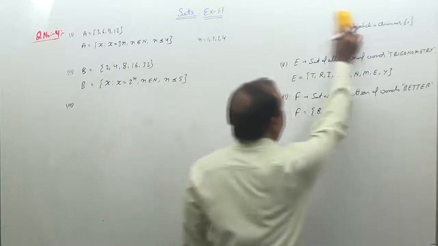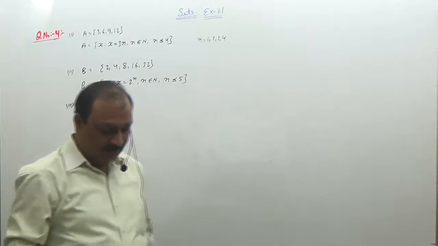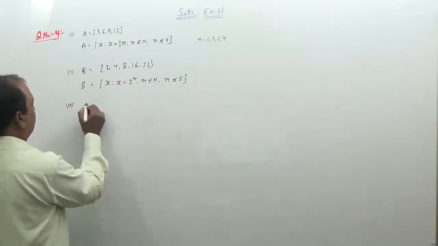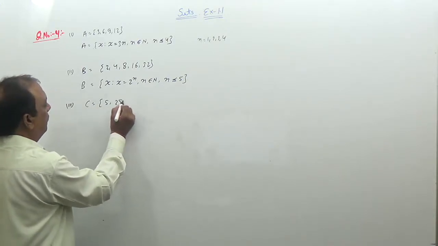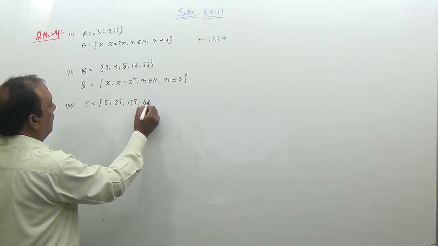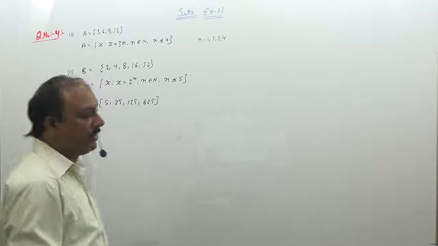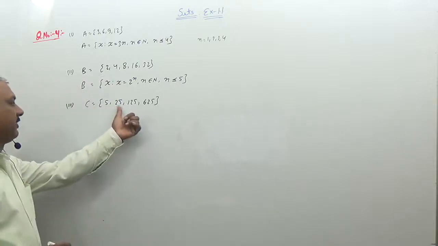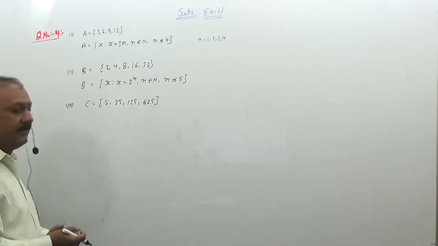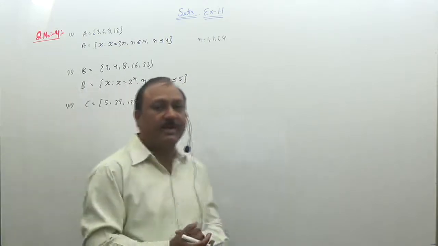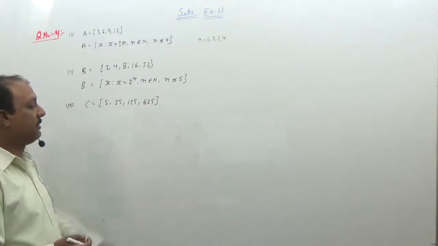Third part. The given elements, let us suppose the set is denoted by C, are 5, 25, 125 and 625. So this is the roster form of the given set: 5, 25, 125 and 625. First of all, observe these elements. These elements are 5, then 5 square, 5 cube, and 5 raised to the power 4.